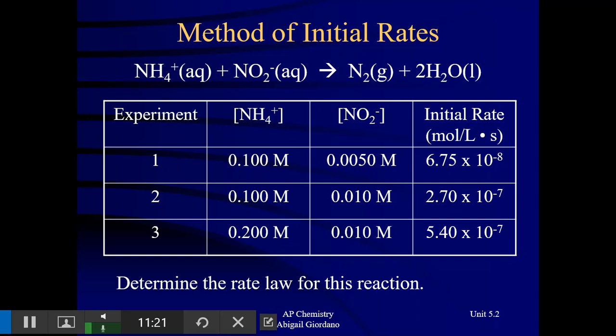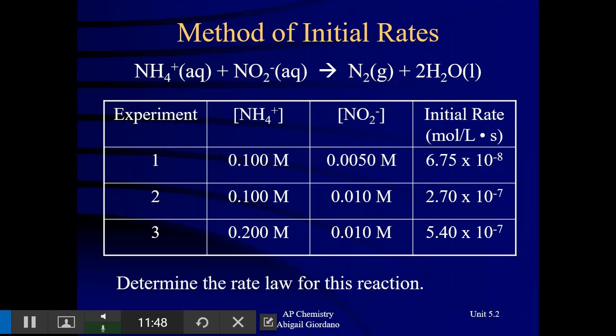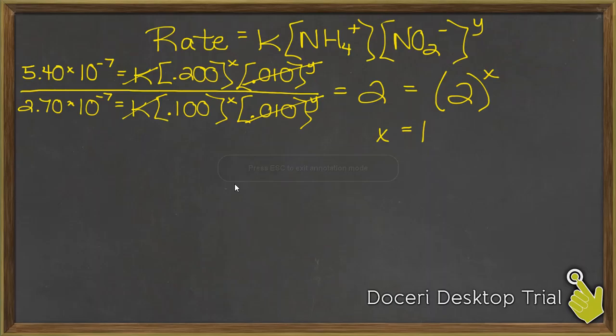Let's now find the exponent for nitrite. Now remember, whichever reactant you're focused on, nitrite in this case, I want to find 2 experiments where nitrite's molarity is changing, but ammonium is staying constant. So that to me looks like I should compare experiments 1 and 2. All right, so I'm going to go through the same process. Let me get back to that slide where I was. And we're going to do this process so we can find the exponent y. Okay, so I'm going to plug in.